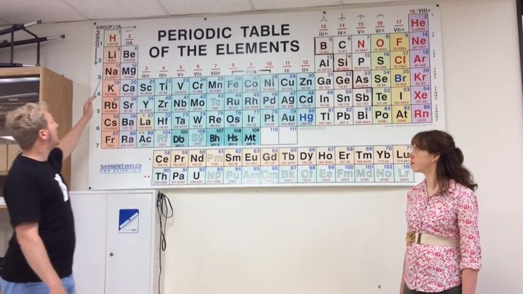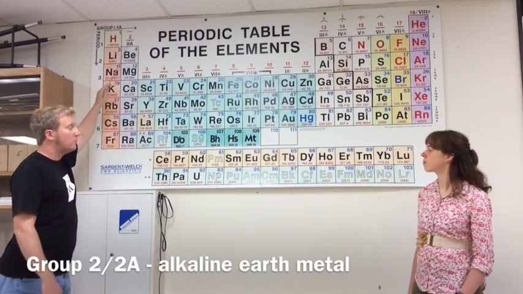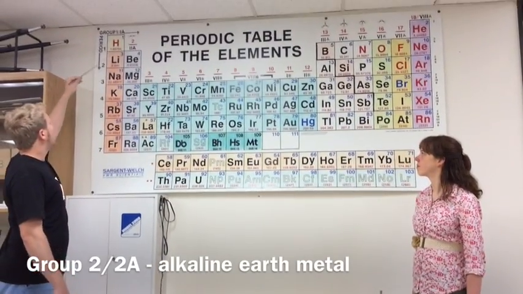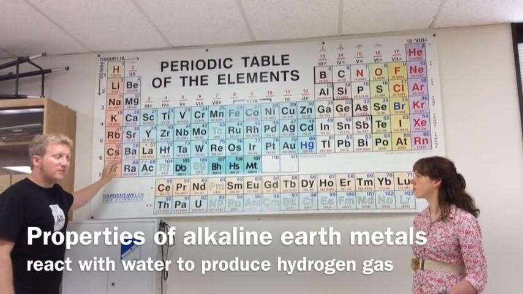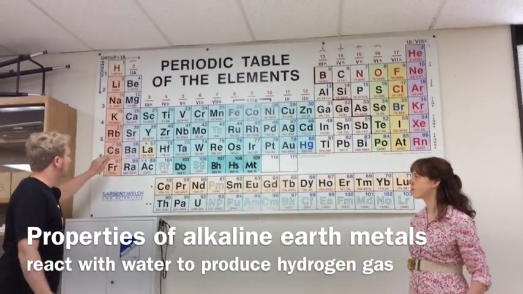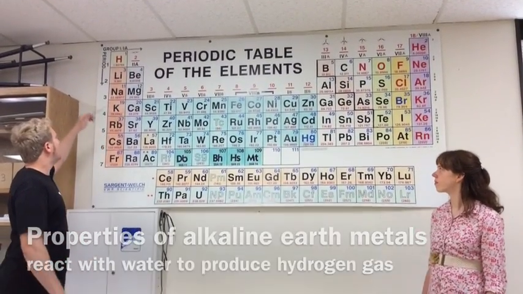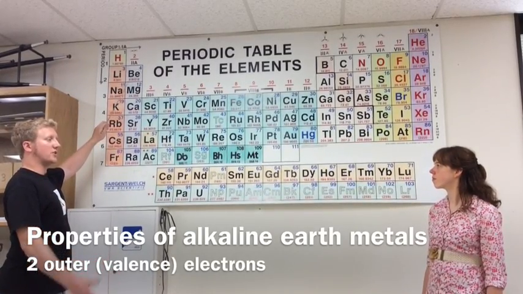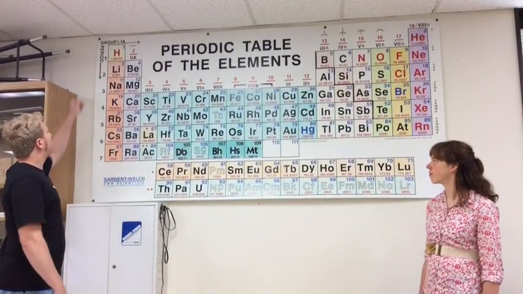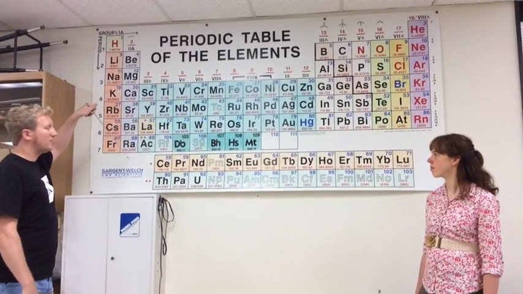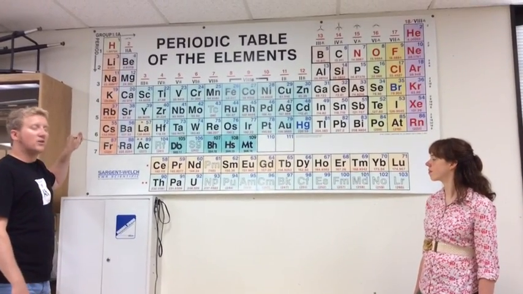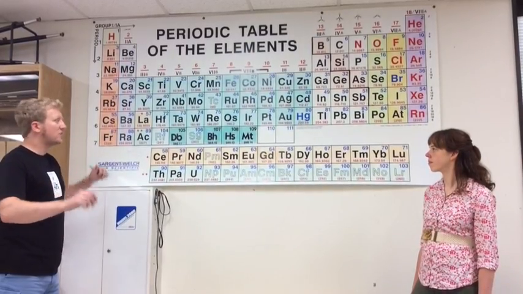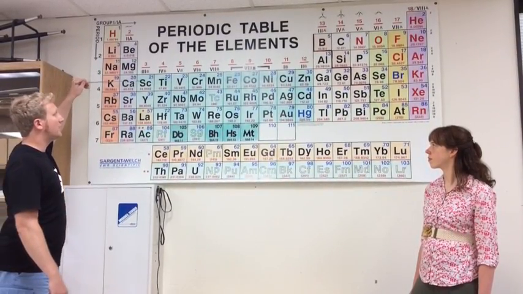And then when we're coming in, group 2 are the alkaline earth metals. Now these are also reactive. They also release hydrogen gas when you drop them in water. They have 2 electrons on the outside. So pick a color. This is a nice blue, so that would work. Color these as your alkaline earth metals. And as we're going, just jot down the properties on the side.